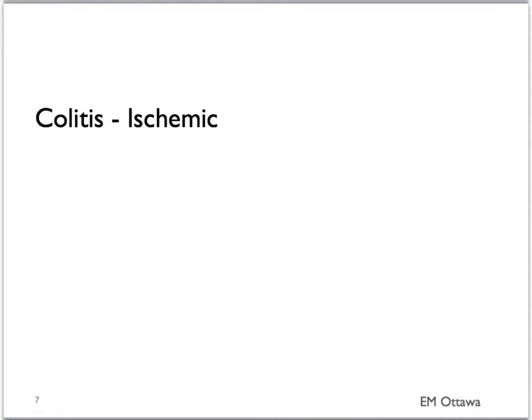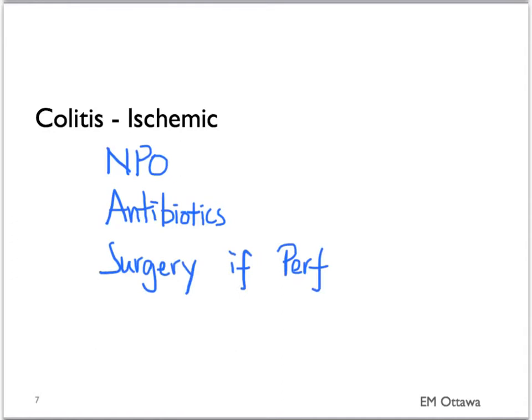For ischemic colitis, it is usually caused by decreased blood supply to the gut. The patient needs to be on bowel rest and therefore they should be NPO. Antibiotics are often given. If there is perforation of the bowel, then the patient will need surgery.